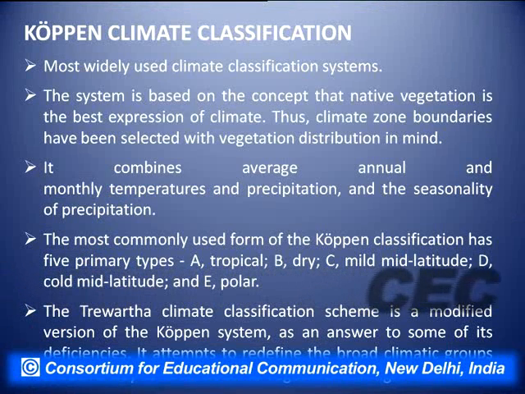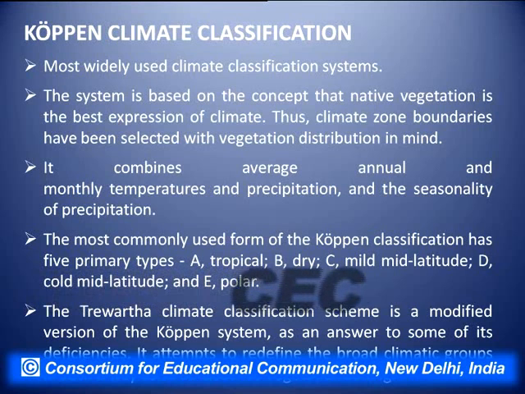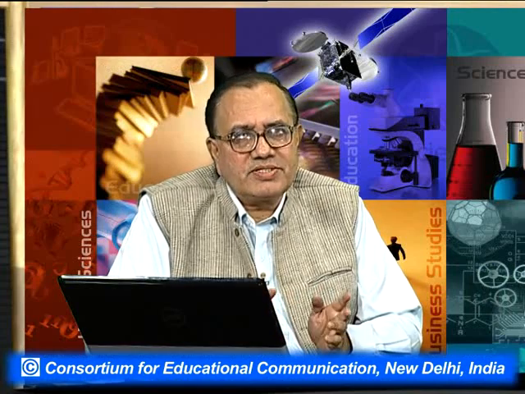The most commonly used form of the Köppen classification has 5 primary types: A, tropical; B, dry climate; C, mild mid latitude; D, cold mid latitude; and E, the polar type. Then you can find the sub classes also within this. The Thornthwaite climate classification scheme is a modified version of the Köppen system as an answer to some of the deficiencies.